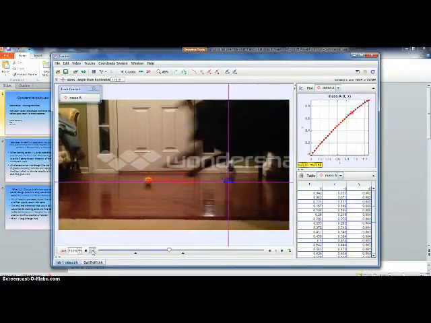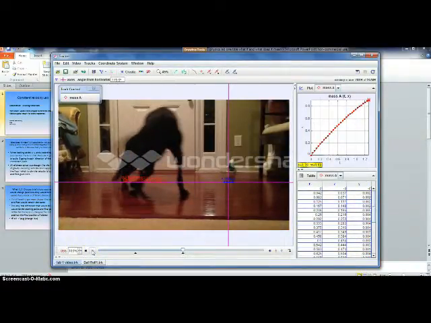As you can see, the ball moves at constant motion across the floor, and it's tracked the whole way right up to the point where it's grabbed by my dog.